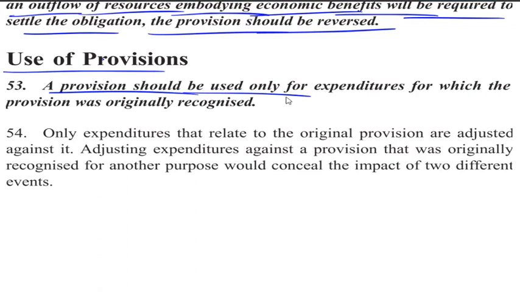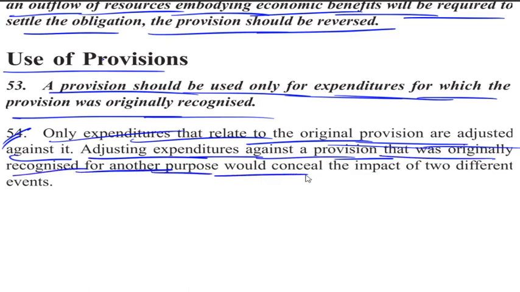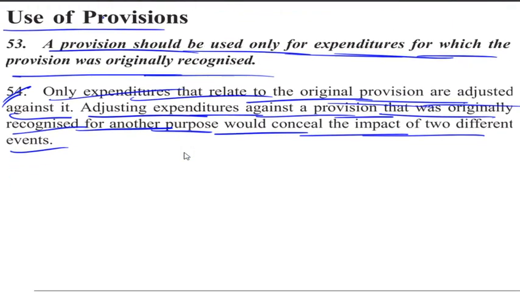Use of provisions. A provision should be used only for expenditure for which provision was originally recognized. Only expenditure that relates to original provision is adjusted against it. Adjusting expenditure against a provision that was originally recognized for another purpose would cancel the impact of two different events.